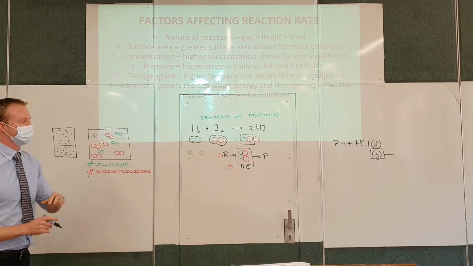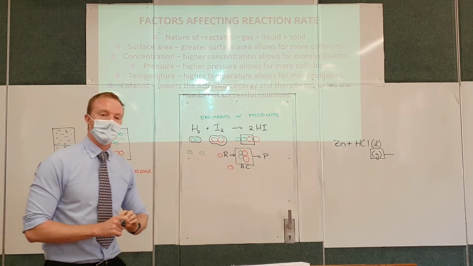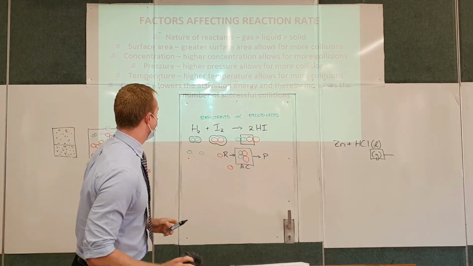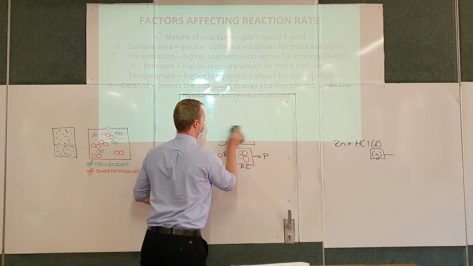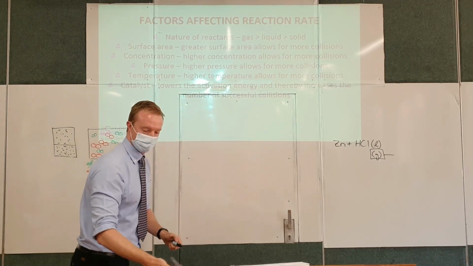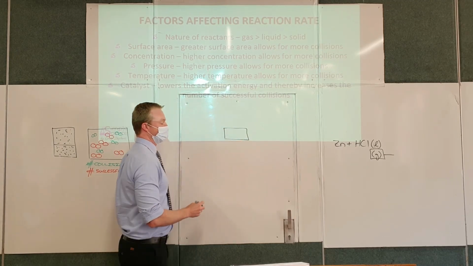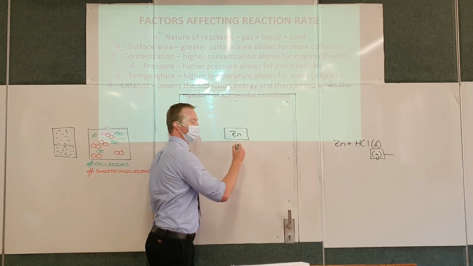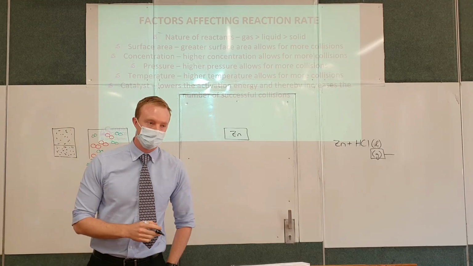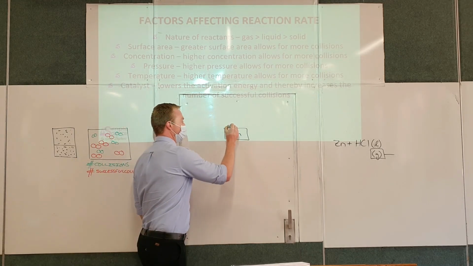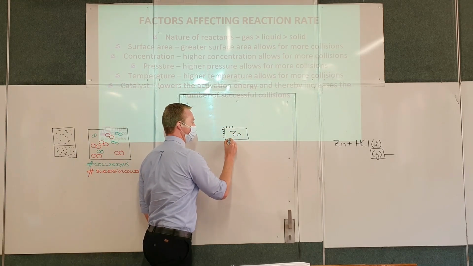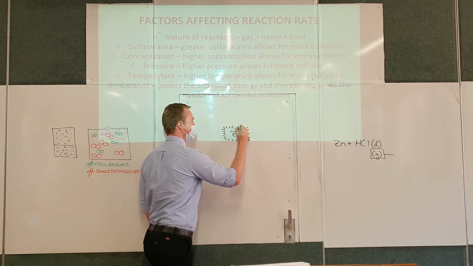Next one is the surface area. This refers mainly to solids, where if we look at our example, if we want to react a piece of zinc, if this is the piece of zinc that we need to react with hydrochloric acid or whatever the case may be, the reactions can only happen on the surface of that solid.